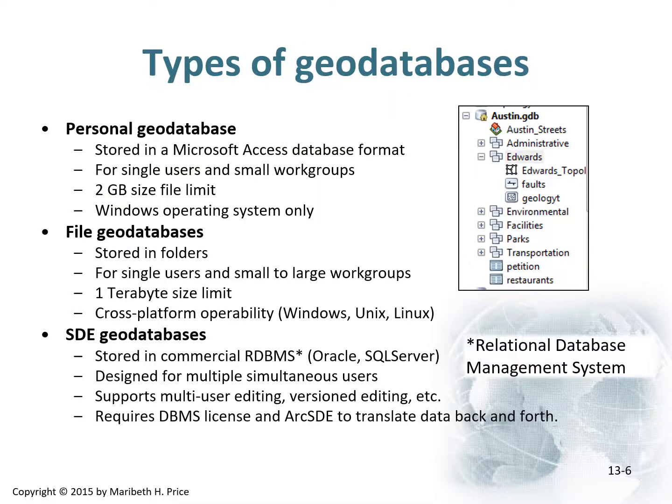There are three primary types of geodatabases: personal, file, and SDE. Personal ones are stored in a Microsoft Access database. They're for single users or small working groups. They have a 2 GB size limit. Only works with Windows. File geodatabases are basically stored in folders. They're for single users to small and large groups, up to 1 terabyte in size. Their cross-platform operability allows this to be used in Windows or Unix or Linux.